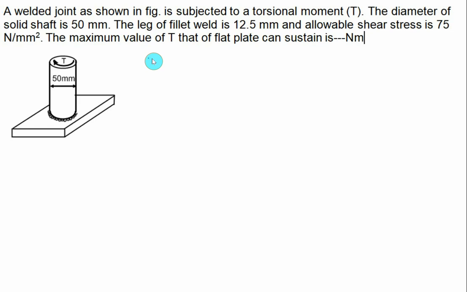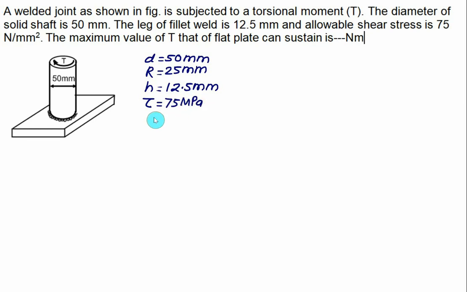So we have given the diameter D is equal to 50 mm, so we have radius R is equal to 25 mm. We have fillet size, that is the leg size, equal to 12.5 mm. Allowable shear stress tau is equal to 75 megapascal, and we have to calculate torque.